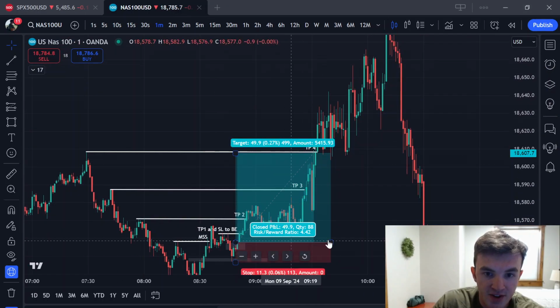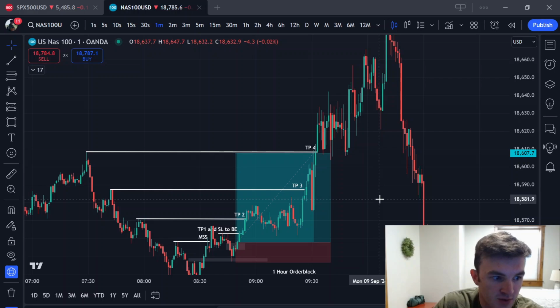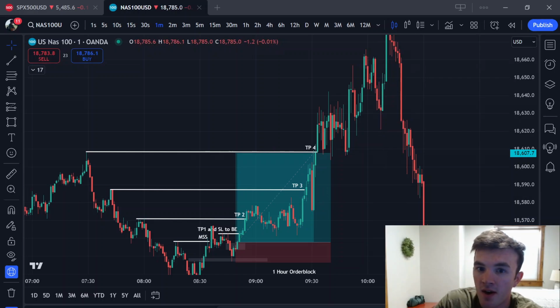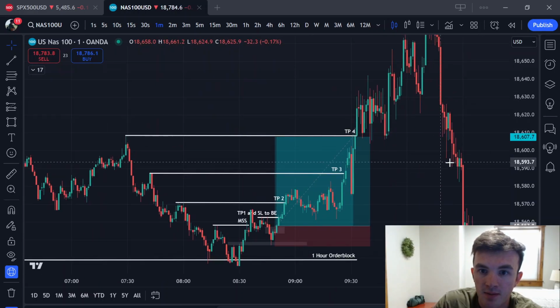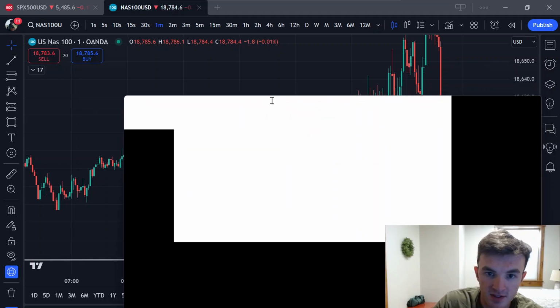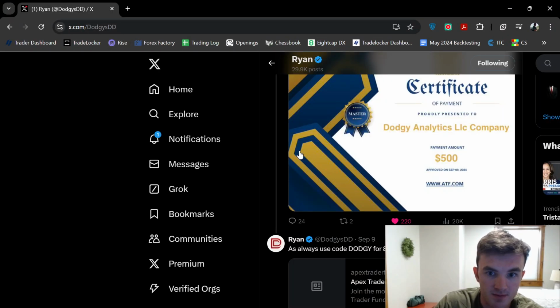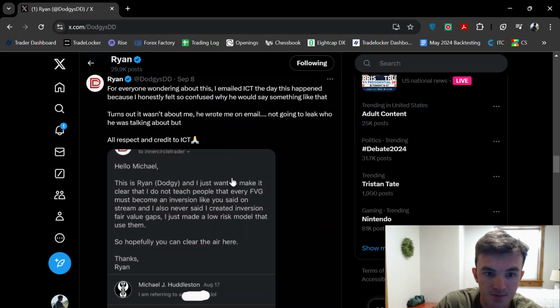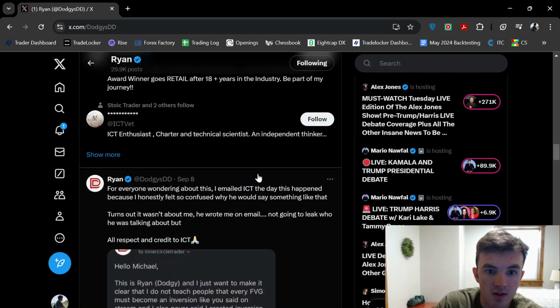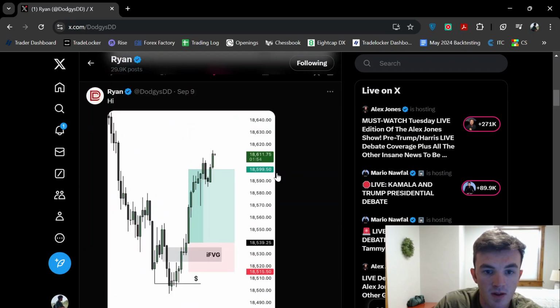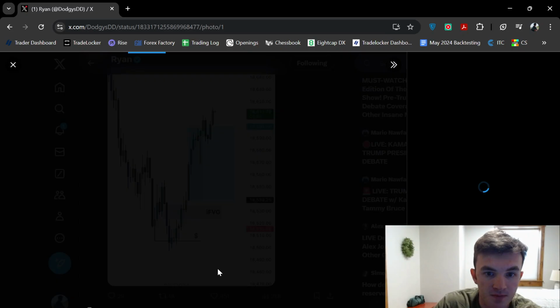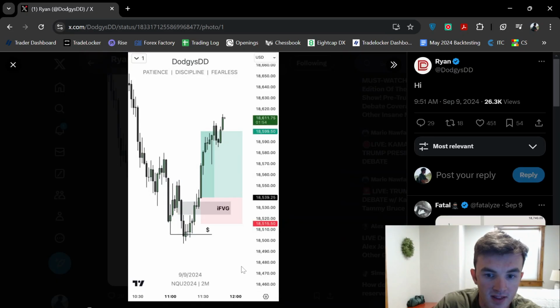So, this was my trade. I thought it was really nice. But there were a few other trades you could have taken. Let's start by looking at Dodgy's. Dodgy took this trade at 11:30.